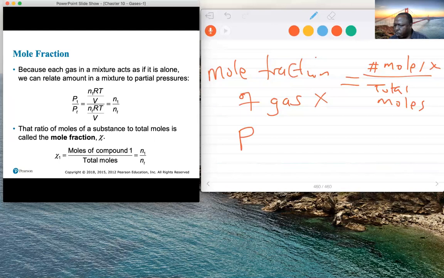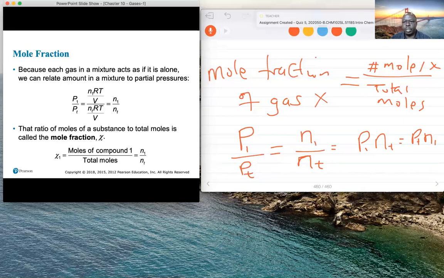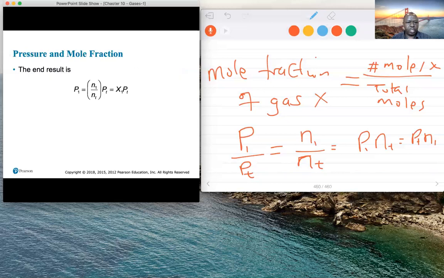Let's relate this to partial pressure. The partial pressure of gas one over the total pressure equals the number of moles of gas one over the total number of moles, which is actually the mole fraction. This is equation one, or we can write it as P1 equals P total times X1, where X1 stands for mole fraction one, X2 mole fraction two. You can use this to find the mole fraction in a problem.